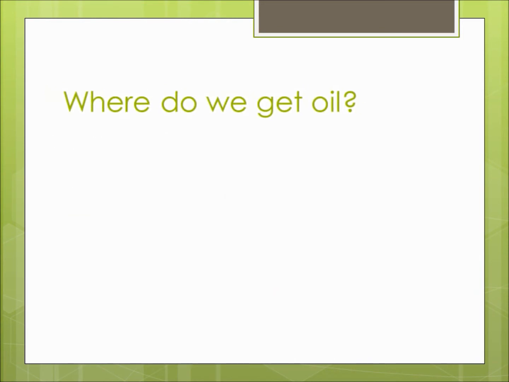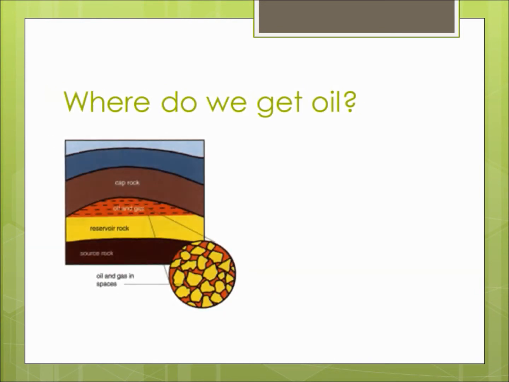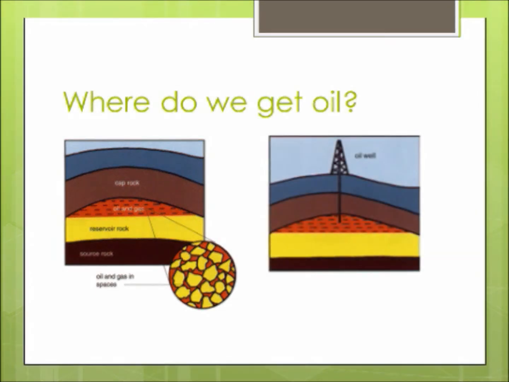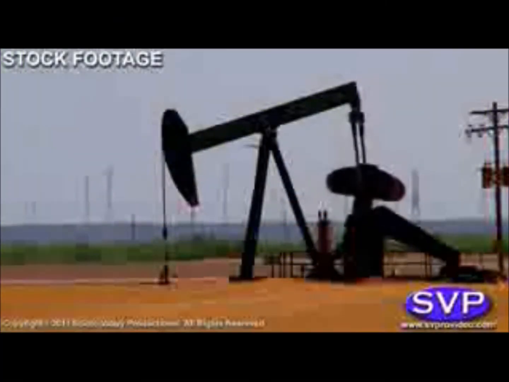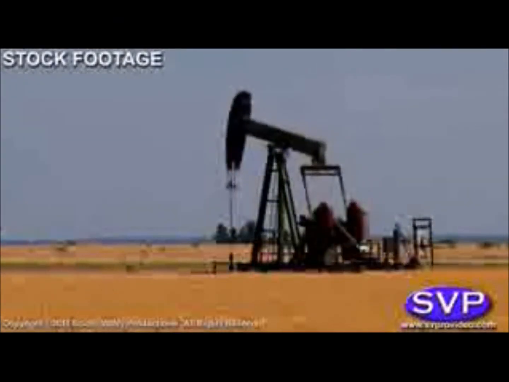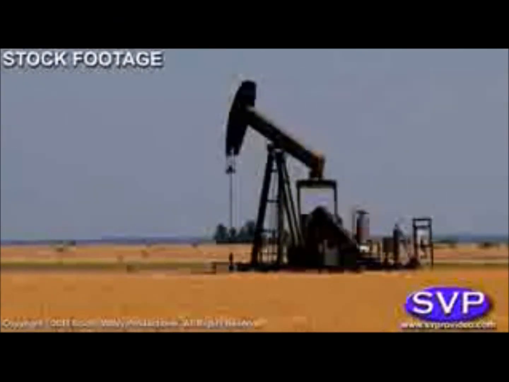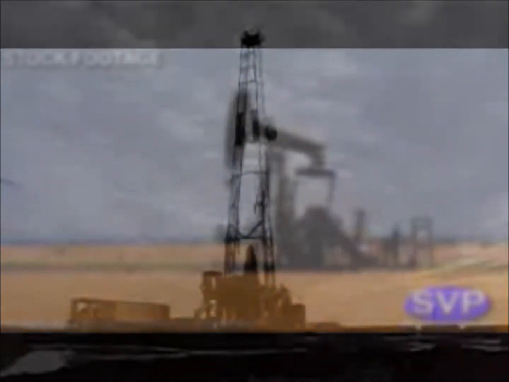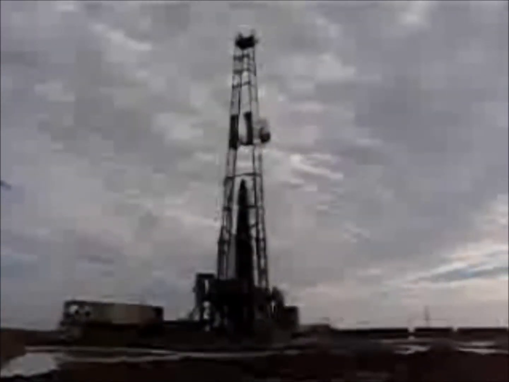Since it takes so long for animals and plants to turn into oil, most of it's trapped far beneath the surface of the Earth. So we use drills to build wells that can extract the oil and bring it to the surface. You've probably seen them before. They look a little something like this. And the oil that they're pumping looks like this.